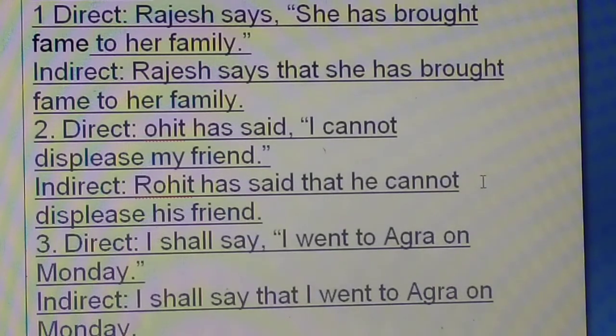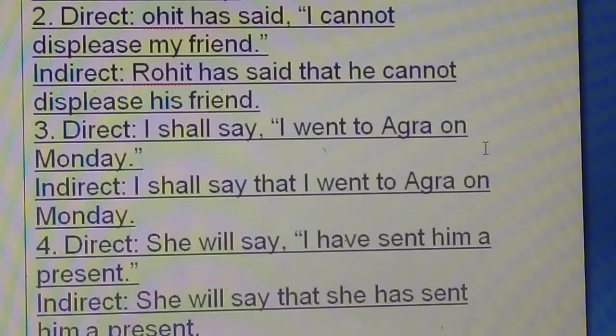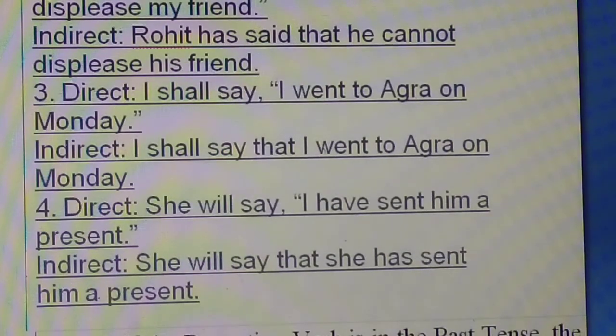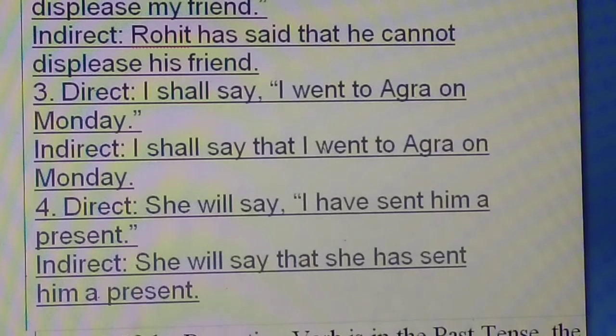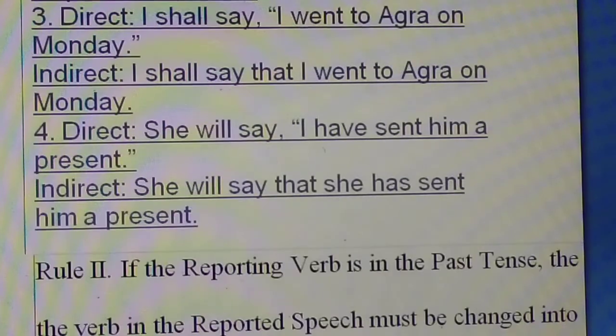Rohit has said, I cannot displease my friend. Rohit has said that he cannot displease his friend. Direct: I shall say, I went to Agra on Monday. Indirect: I shall say that I went to Agra on Monday. See, direct speech, indirect speech. She will say, I have sent him a present. She will say that she has sent him a present.